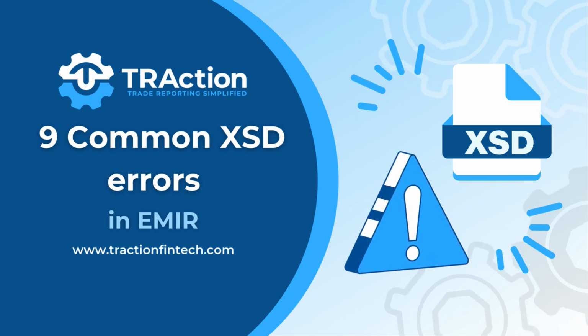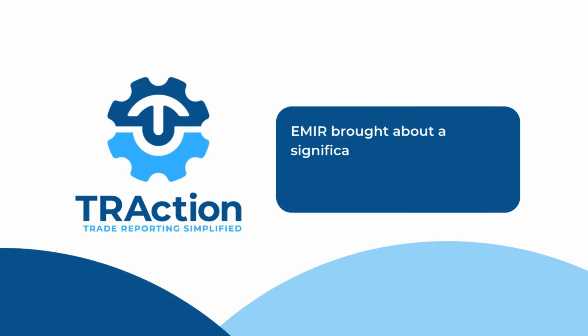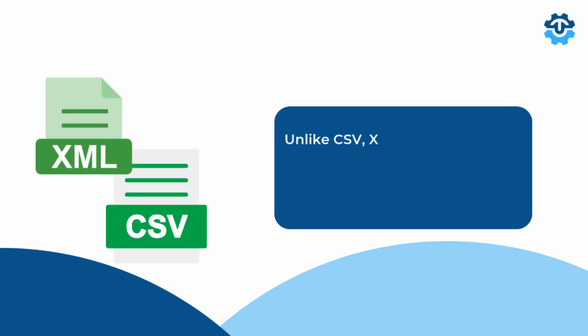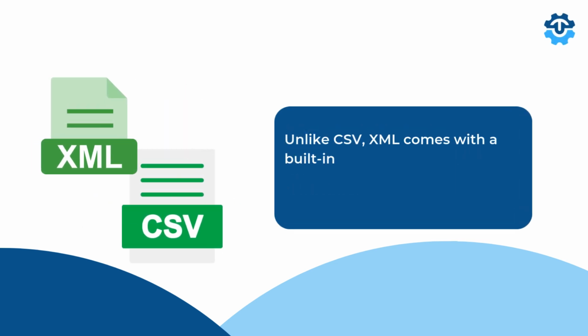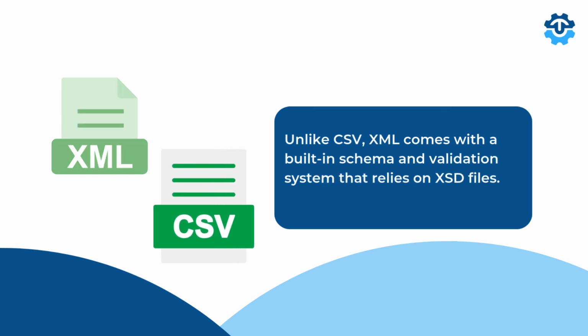9 Common XSD Errors in EMIR. EMIR brought about a significant change by shifting from a CSV to an XML file structure. Unlike CSV, XML comes with a built-in schema and validation system that relies on XSD files.